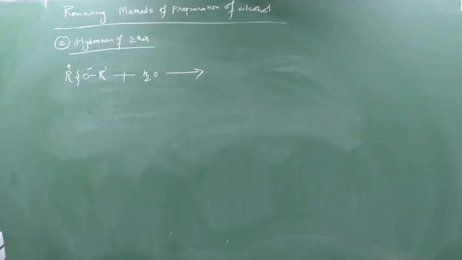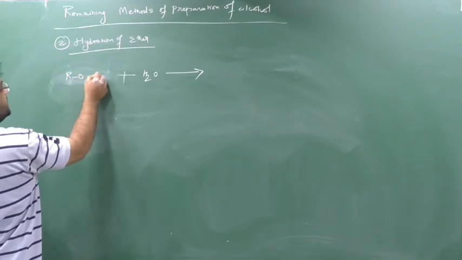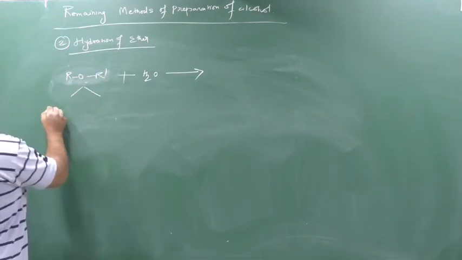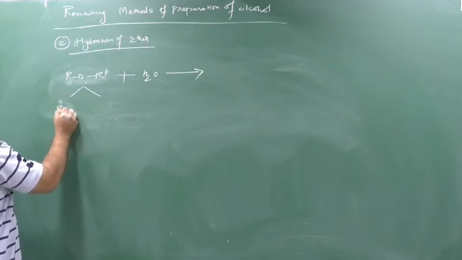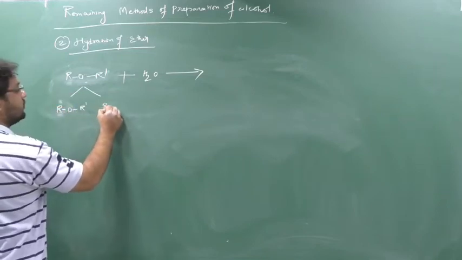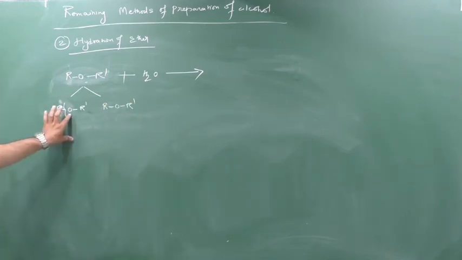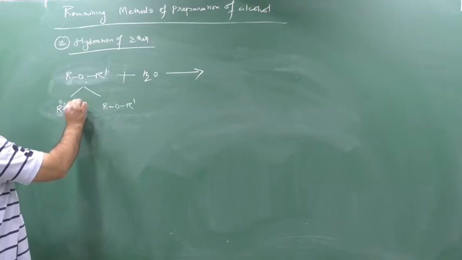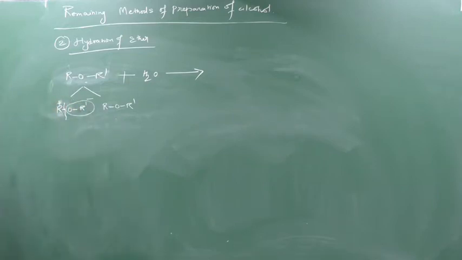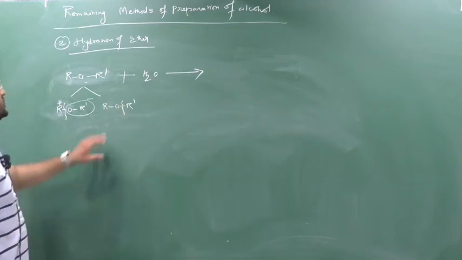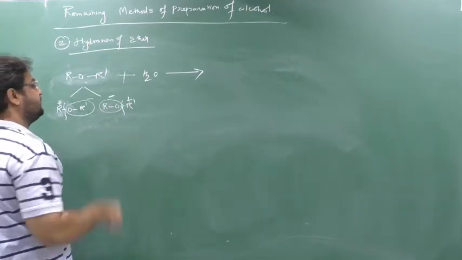Either splitting occurs this way, or another way. Let me write it down here: either ROR dash or ROR dash. Either splitting occurs in this way, so oxygen is with this R dash, which means this whole will get minus, and this will get plus. Or splitting occurs this way, so this O is with this R, so here minus and here plus.